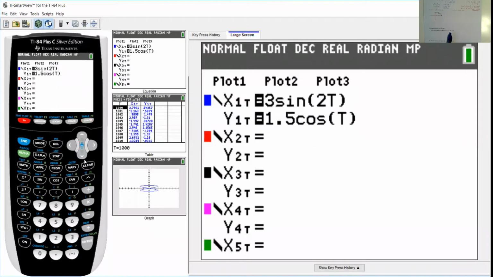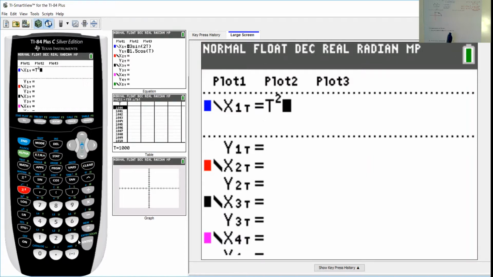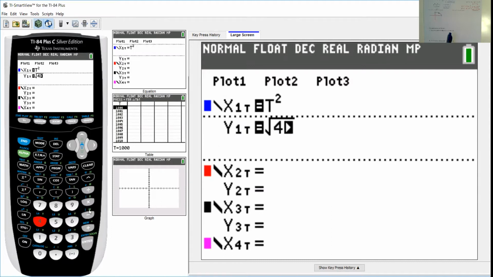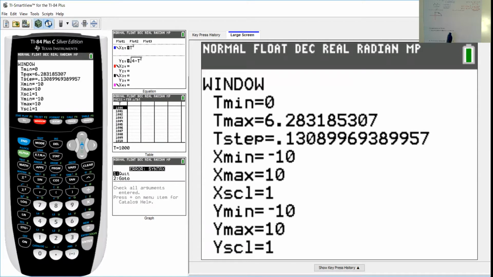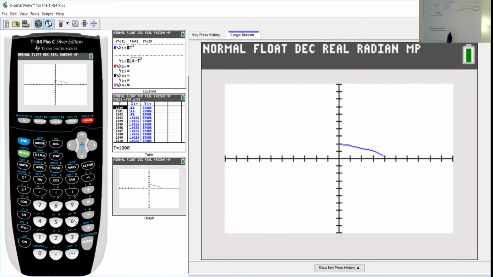Y equals clear, clear. X equals t squared. Big square root 4 minus t squared. Enter, and here's the fun part. I set the parameters. They give me 0 to 2, 2. I can make this a little bit tighter. It's pi over 12 right now, but who cares? Let's just see what happens.